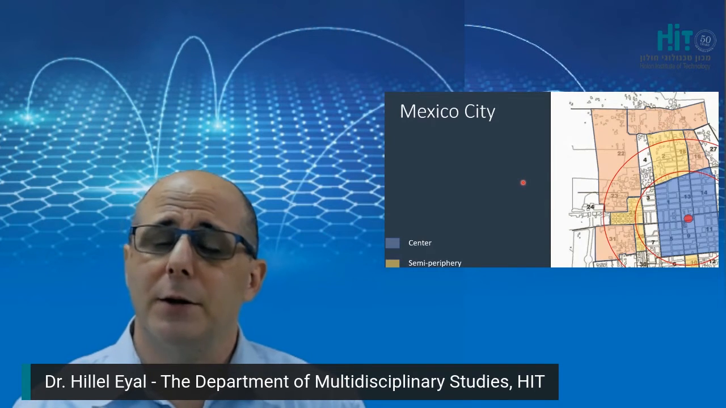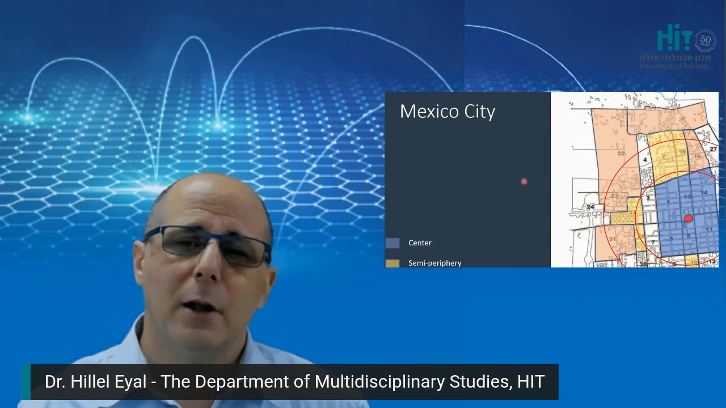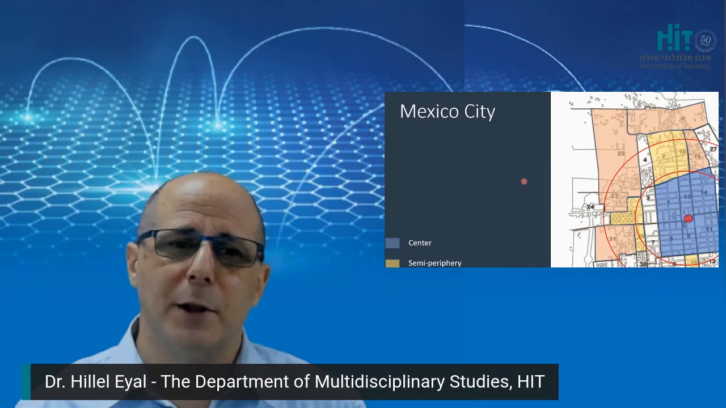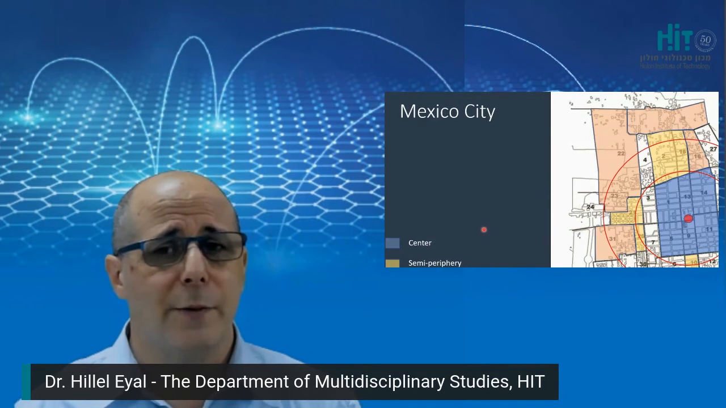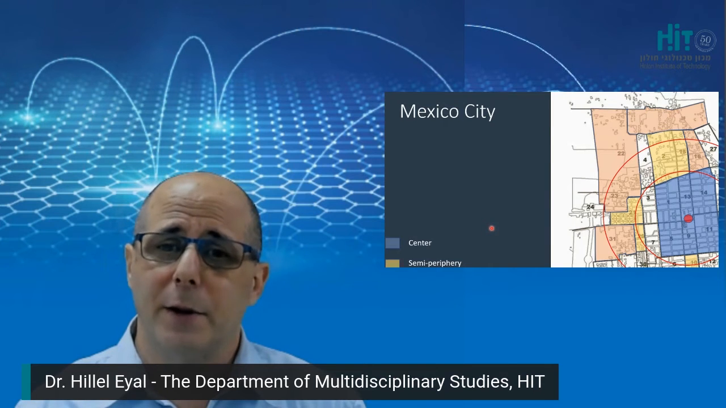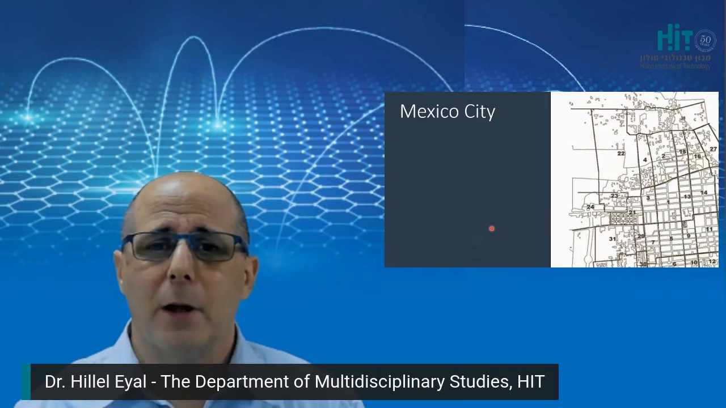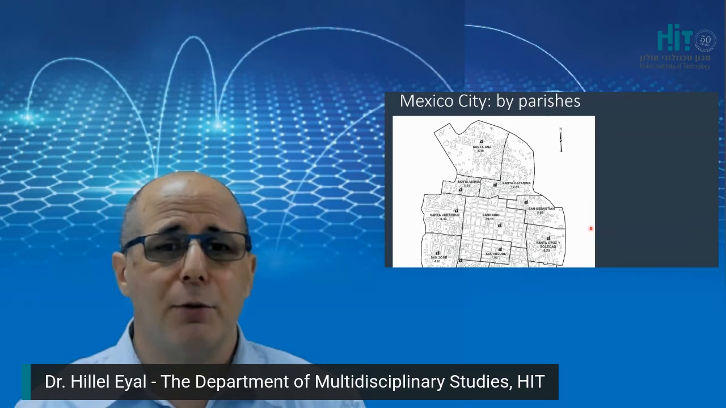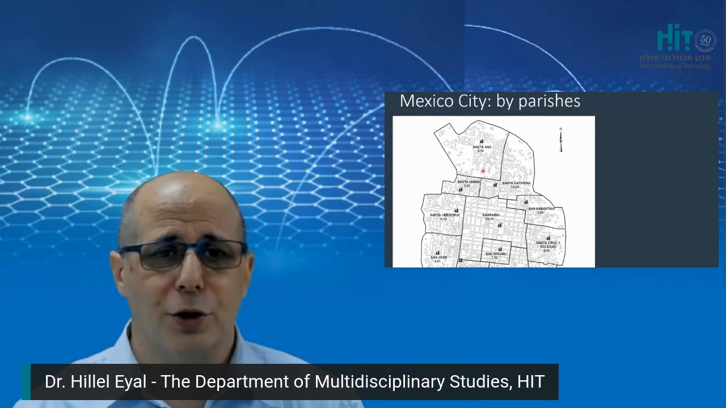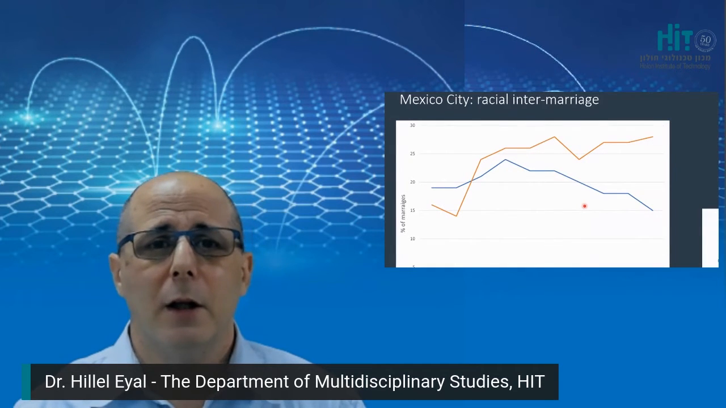Here we can see two imaginary circles that allow us to see the city split into center, semi-periphery, and periphery. And as we've noticed, there's a great difference between those areas of the city. Okay, let's move on. We can also divide Mexico City into parishes, those local churches within the city, and this way also study center and periphery within the grid.